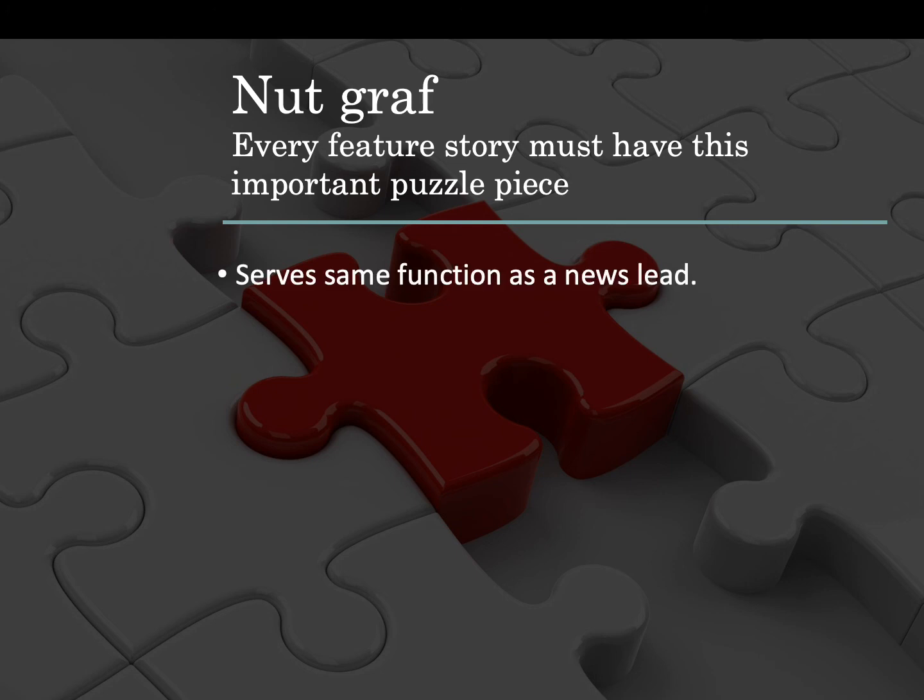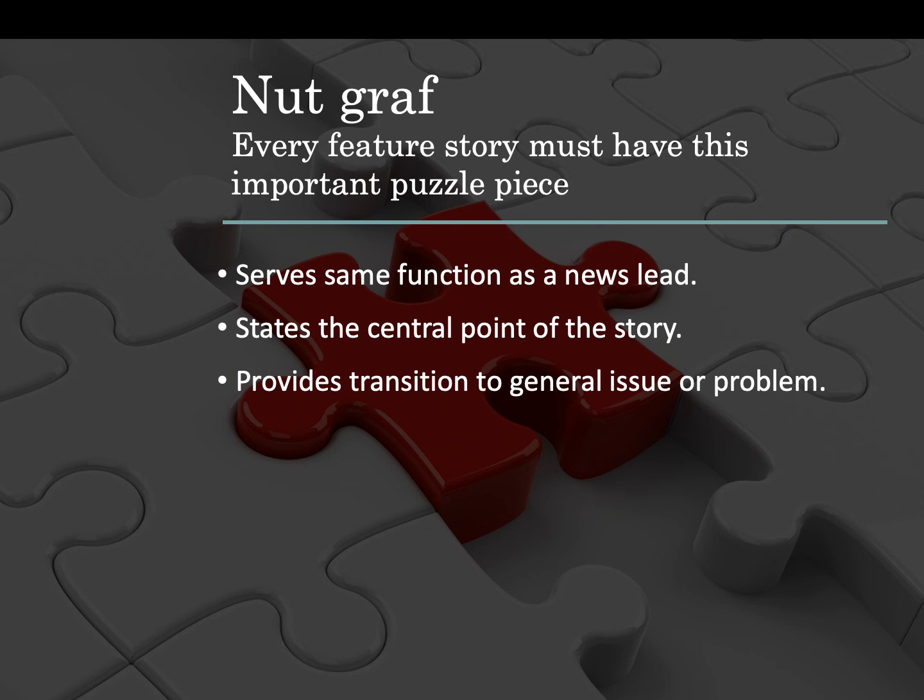So the nut graph serves the same function as a news lead. So it states the central point of the story. So it's going to tell us what the story is about. Why am I invited to read the story? Who are my who's? Finish talking about the what. So I know I can enjoy the rest of the story now because I know what the story is about. It also provides a transition to the general issue, the general problem, the general story. And it explains why the topic is important.